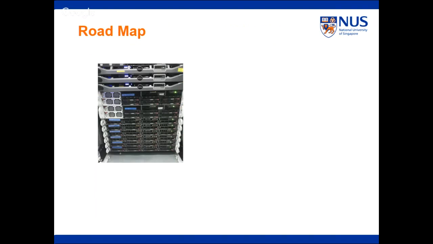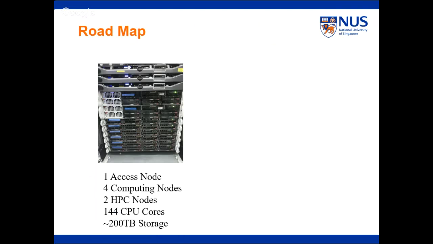So this is the current appearance of the cluster. It is still in its initial stage. It's very tiny, right? But it already contains one access node where you can access the cluster, 4 computing nodes, normal computing nodes, and 2 high-performance computing nodes. It already has 144 cores with 200 terabytes of storage, and it already supports the most frequently used data analytics software like R, Python, and SQL.